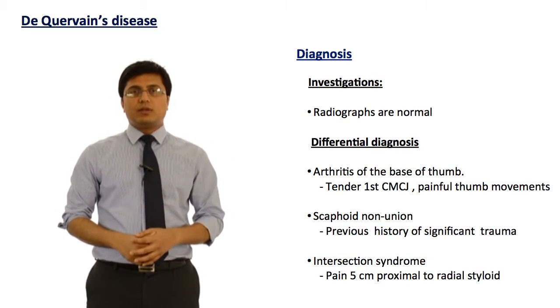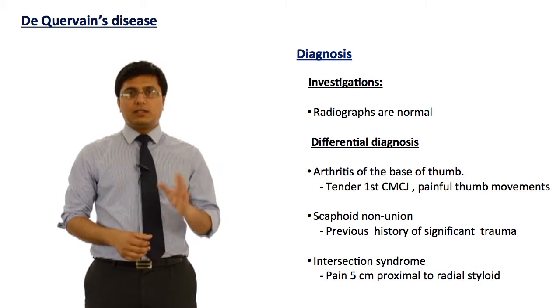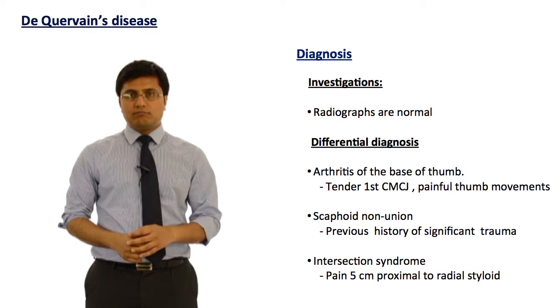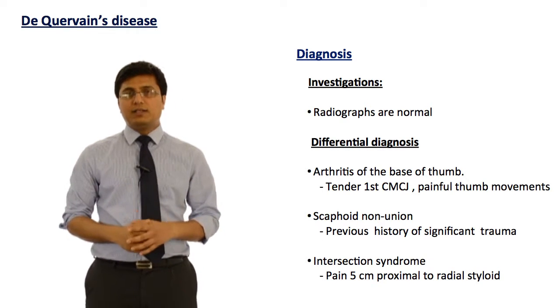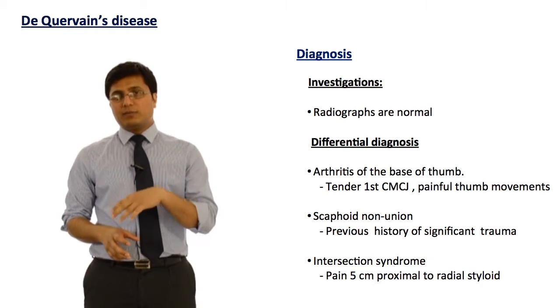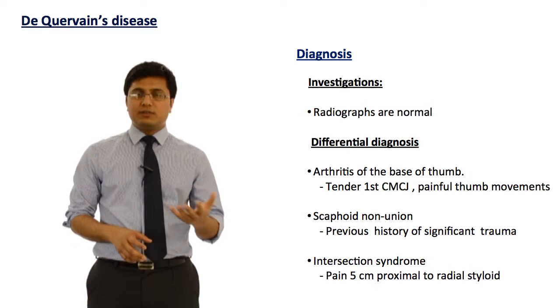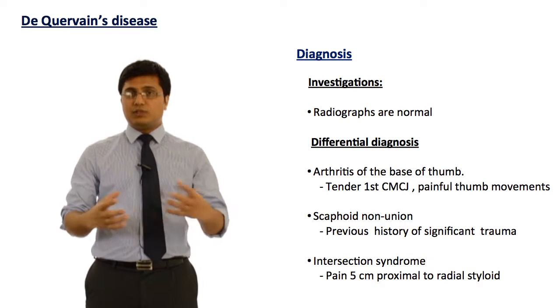So what are the investigations which are useful in De Quervain disease? The radiographs are often normal, so we generally don't request radiographs, but certainly radiographs may be helpful in differentiating other pathologies. So there are certain differential diagnoses which you need to rule out.